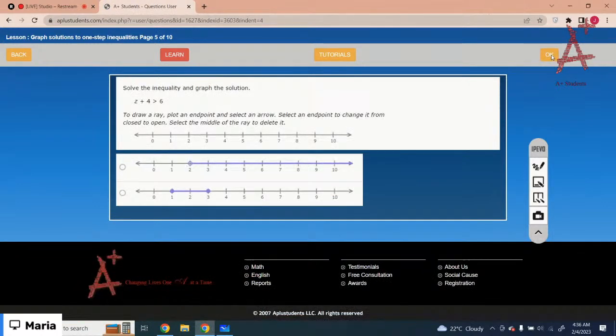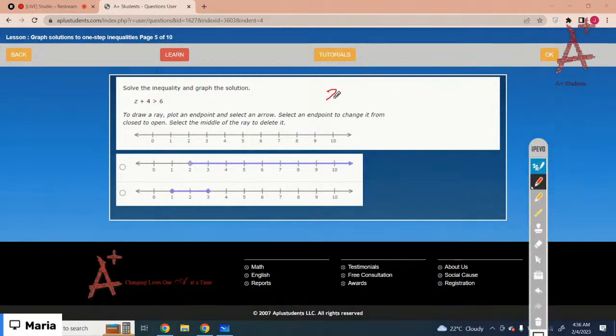Okay, you have to solve the inequality first. So z plus 4 is greater than 6. That means you have to isolate the variable z. So the opposite of addition is subtraction. So just subtract 4 from both sides. So it would be z plus 4 minus 4 and 6 minus 4. 4 minus 4 cancels, you are left with z, and 6 minus 4 is 2. Got it? That means z cannot be 2, and all the values that are greater than 2.